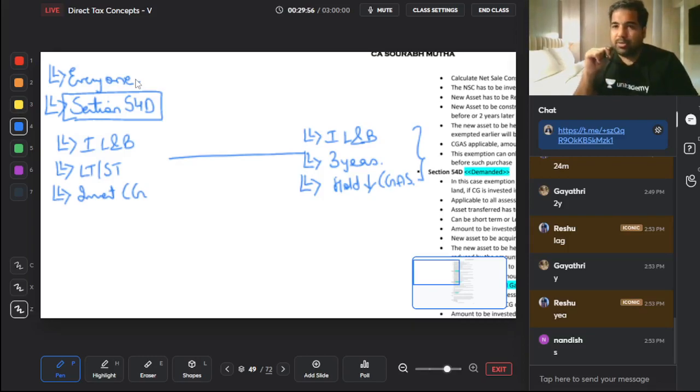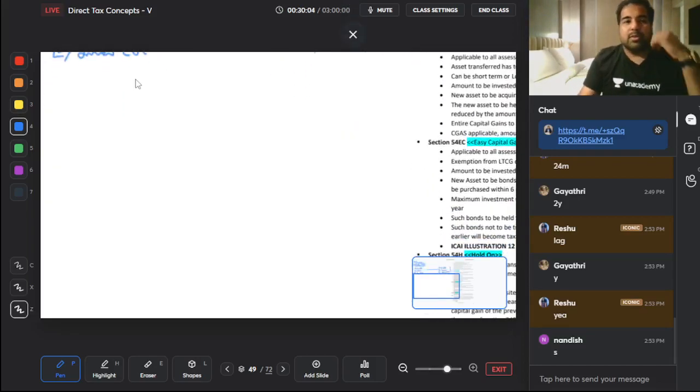You have these exemptions. So 54B and F was only for individual HUF. This one is for everyone. And now one of the most important ones.